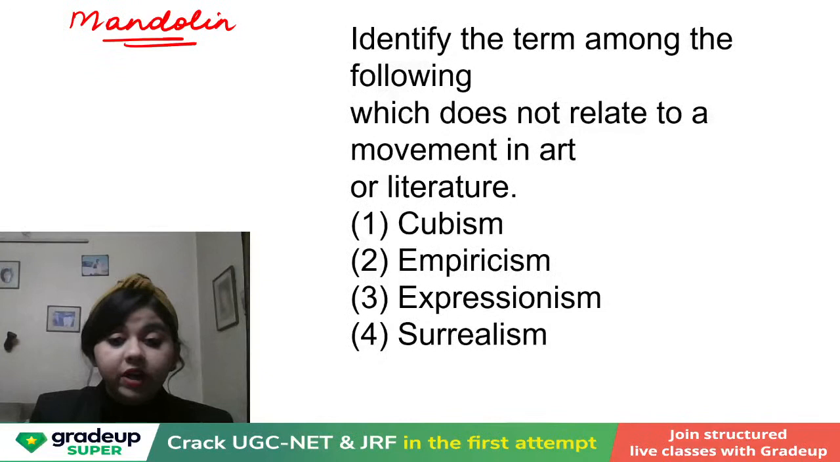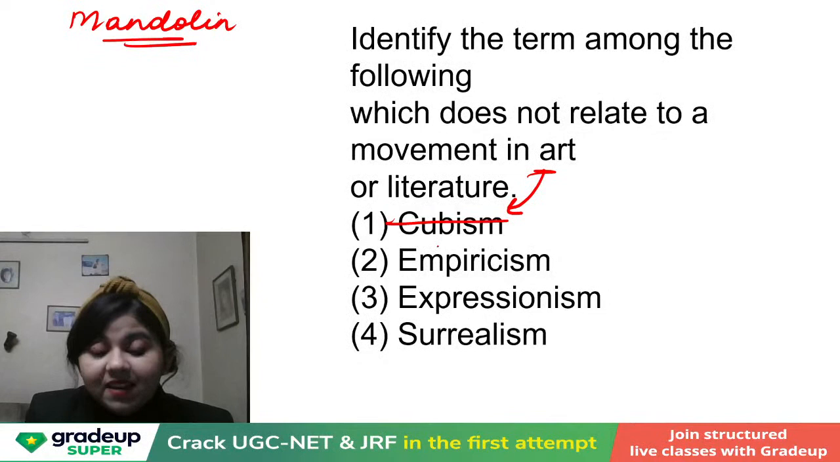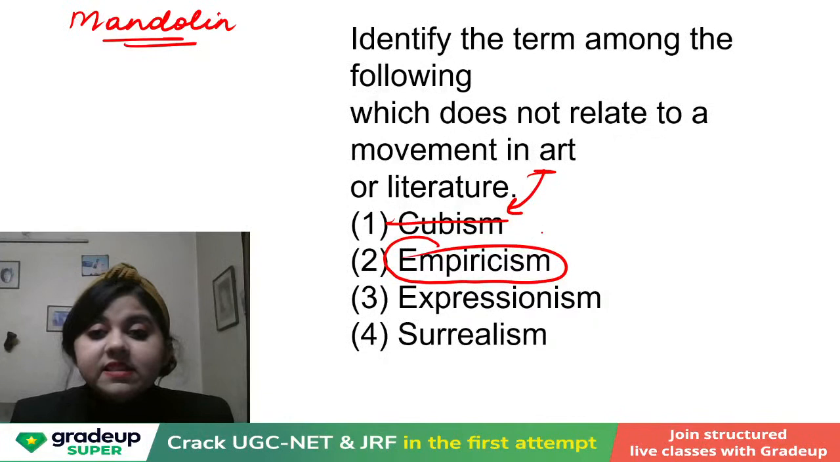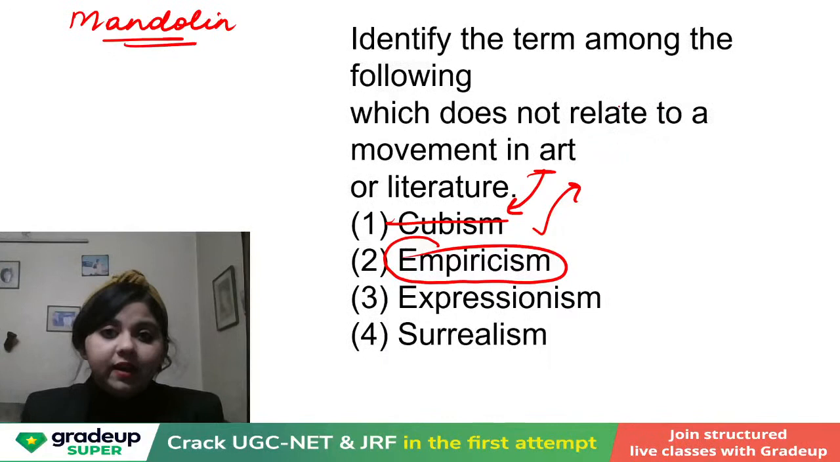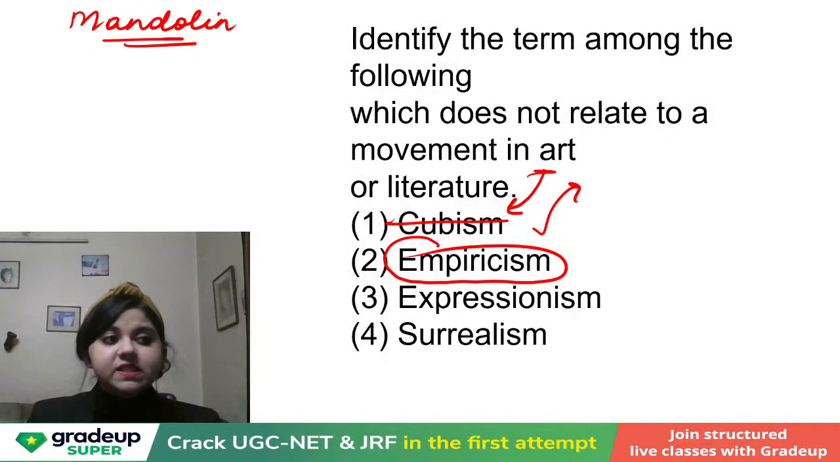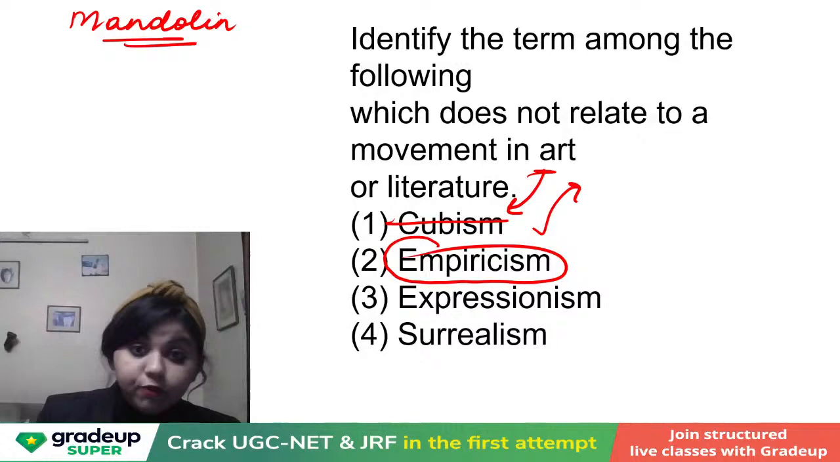So this will not be your answer. Empiricism is not an artistic movement or a literary movement. Empiricism is a philosophical concept which says I will observe and only then will I agree. If I observe, only then will I agree to certain things. For example, if someone comes and tells me that it is morning now, I'll say no, let me go out and check for myself, and if I experience morning, I will agree with you.